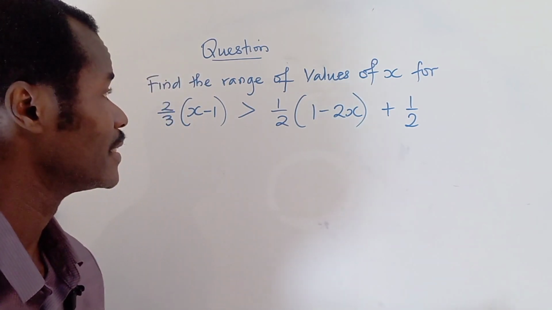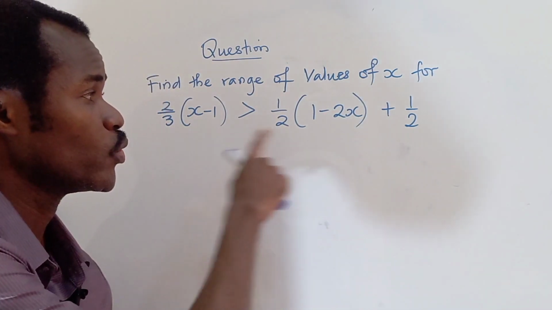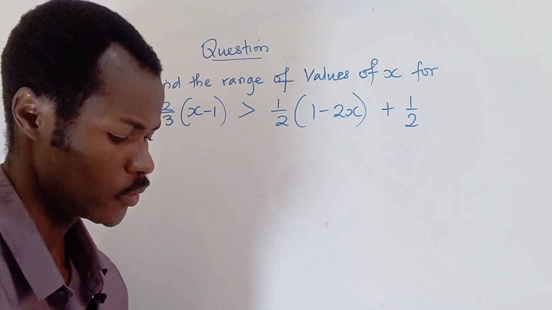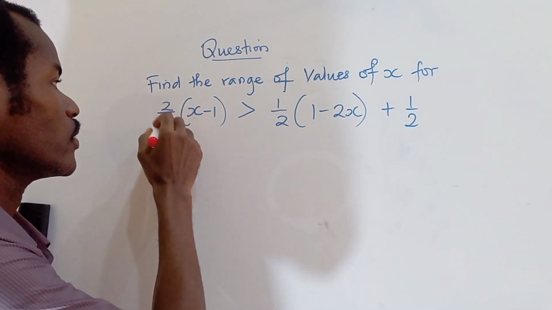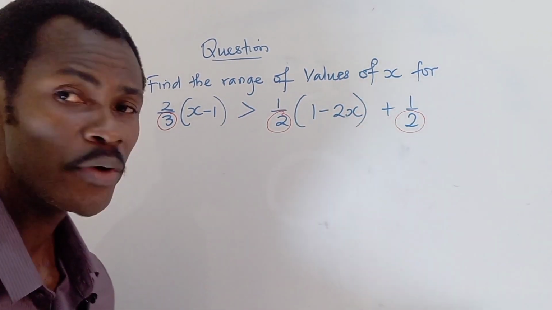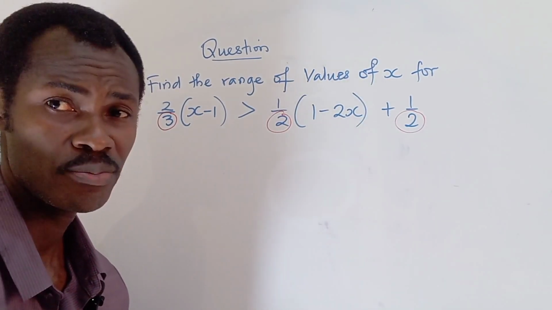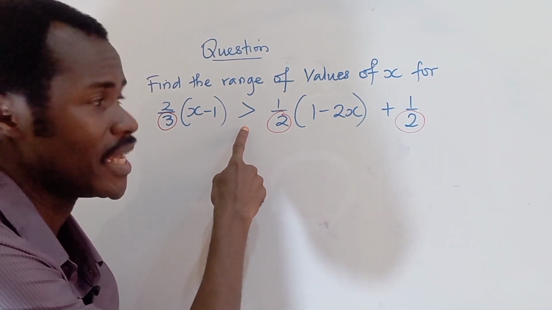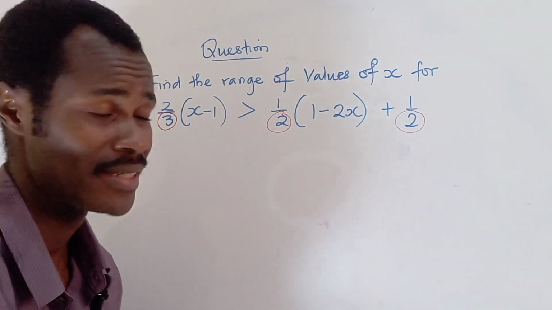It's on inequality. The question says we should find the range of values of x for which we have this inequality. So the first thing I want to recognize is we have fractions. Whenever you have fractions in a given expression, whether you have an equal to sign or an inequality sign, you want to remove them by multiplying through by the LCM.